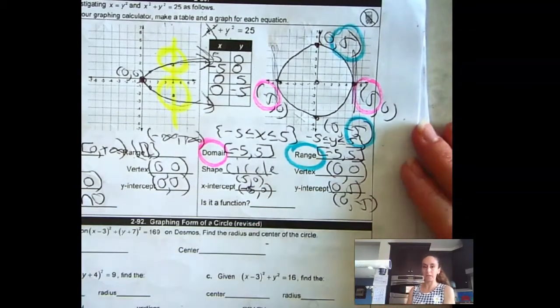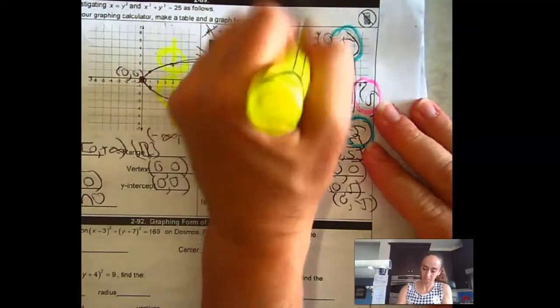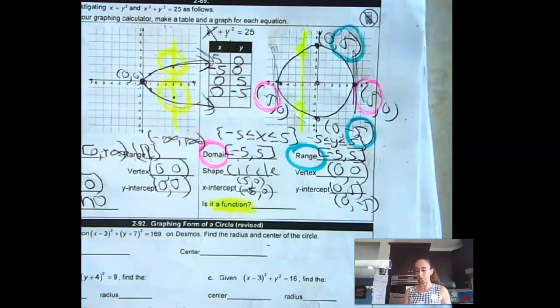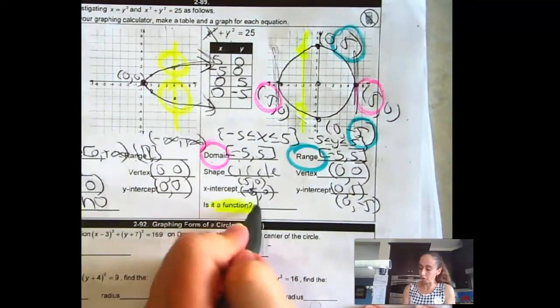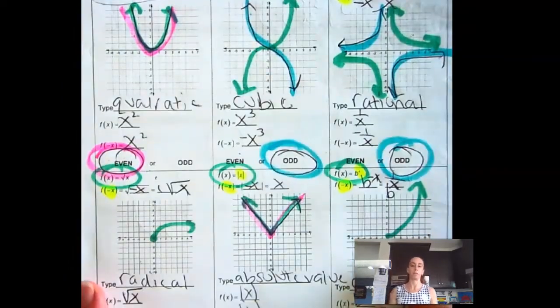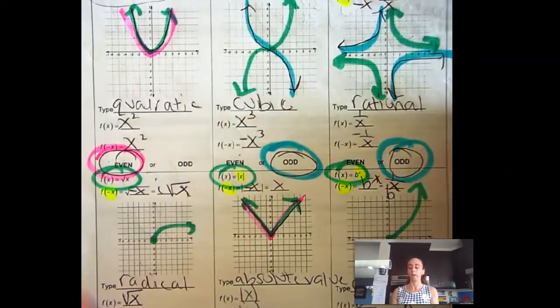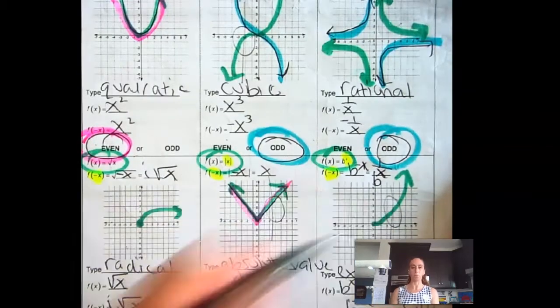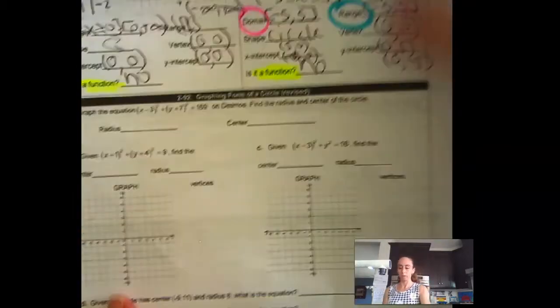That wasn't that hard. Is it a function? Touches twice? Nope, it's not a function. So what you should notice is that today we're not dealing with functions, but in the past, every single one of these, they were a function, okay? Because it only touches once, it only touches once, it only touches once, you're good to go, okay?